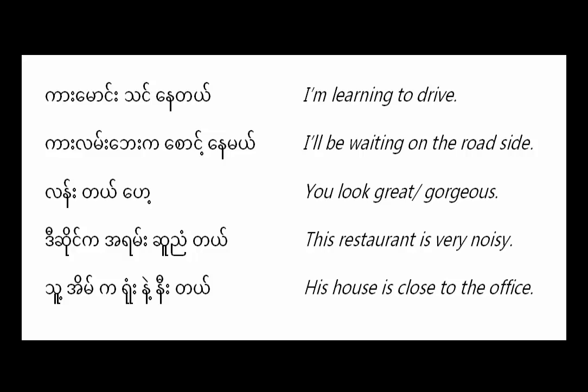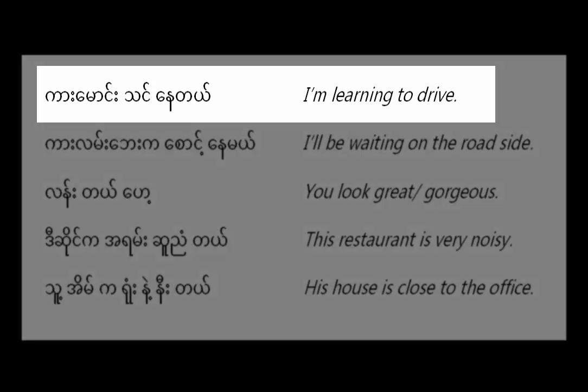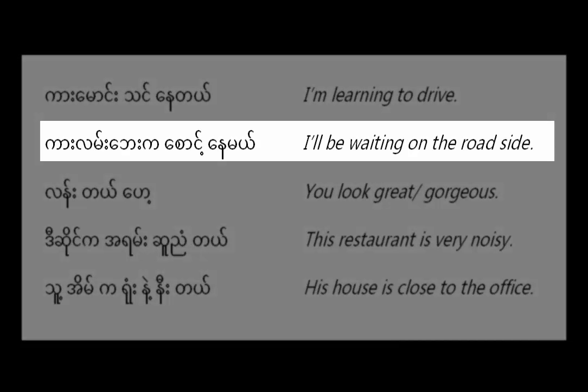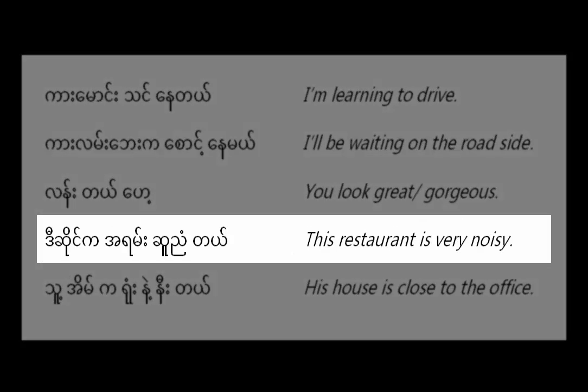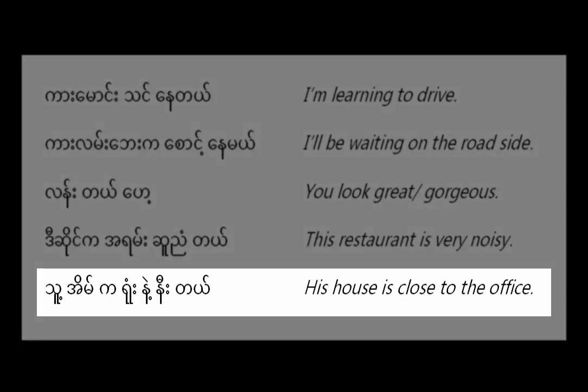And here's our last exercise. 5 sentences, and listen to all of them and identify the nasal vowel sounds. Listen. Ka maung tin ni de. Ka lan bi ga saung ni me. Lan de hi. Di sign ga yan su nyan de. Tu ain ga yong ne ni de.